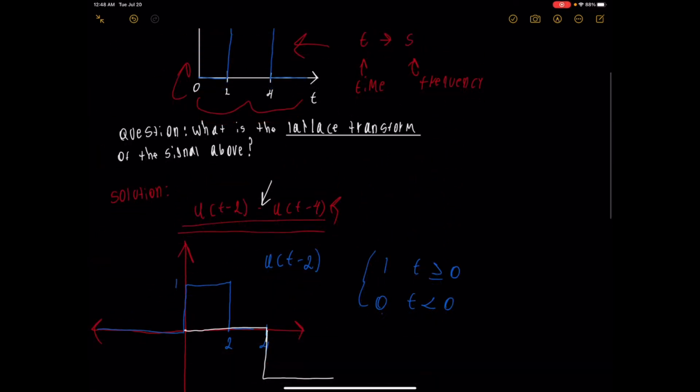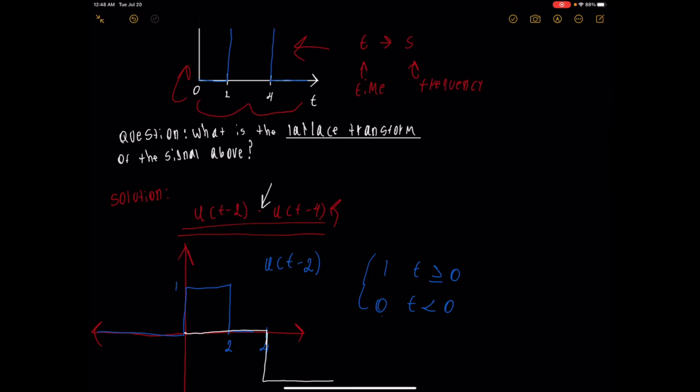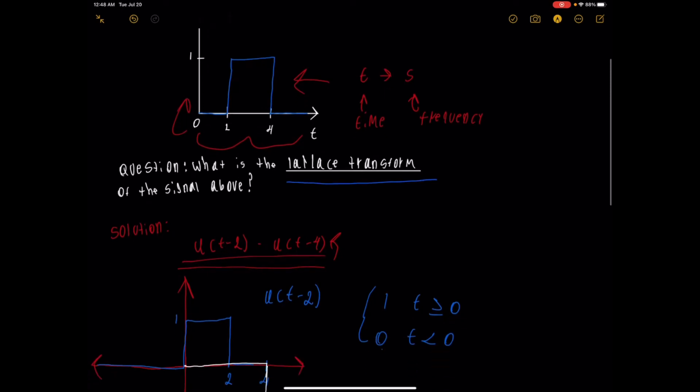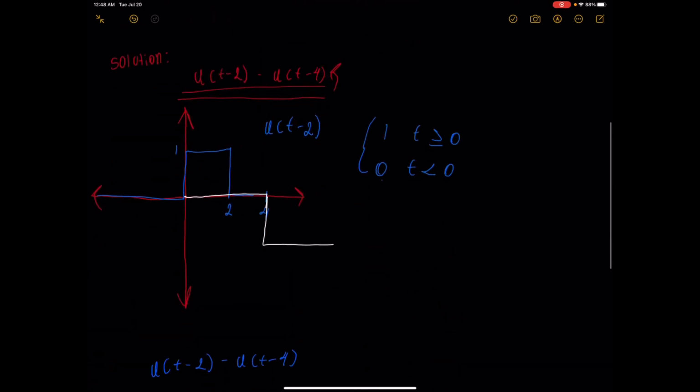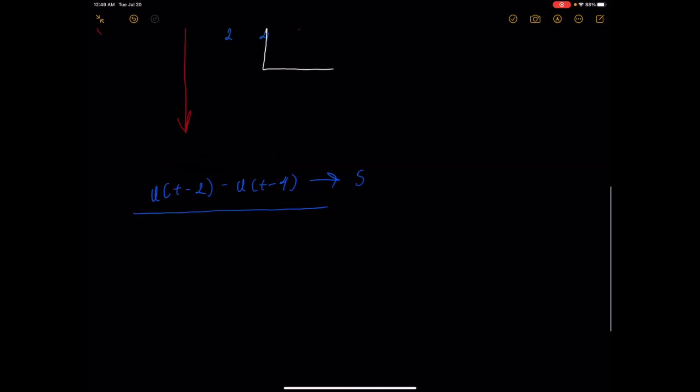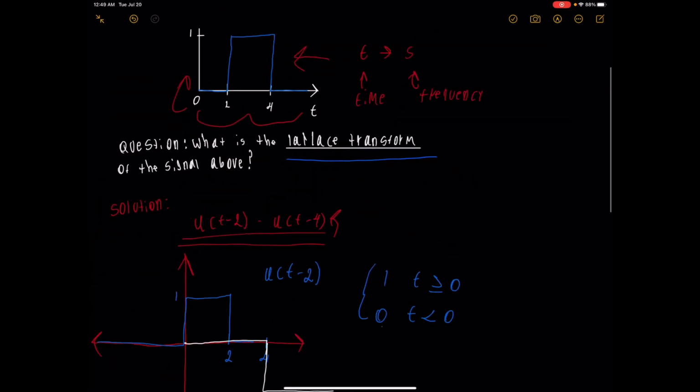Okay, so now in regards to solving this problem right here, this main problem and trying to figure out the Laplace transform of this signal, we have to just focus on this part right here, which is the u of t minus 2 minus u of t minus 4. This right here is what we're focused on, and we want to go from this time domain into the S domain or frequency domain.